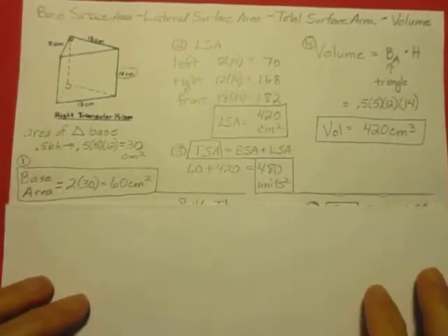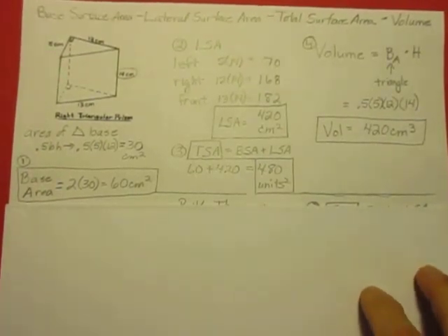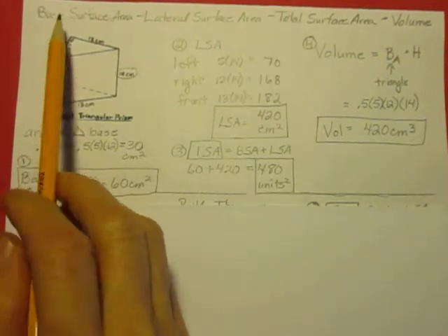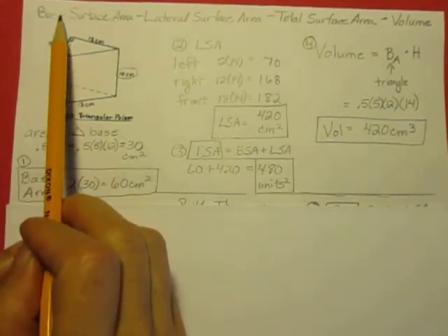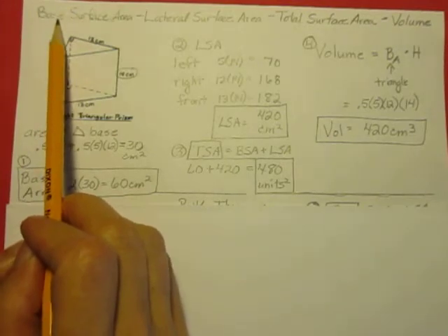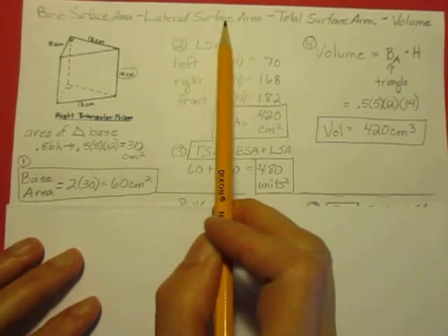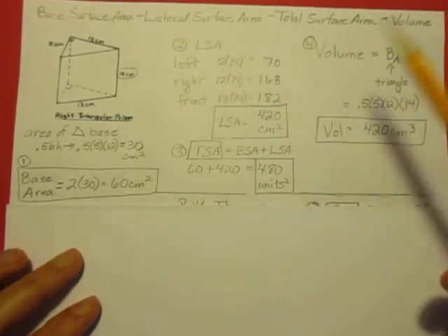Okay, we're going to continue on with the discussion of several different prisms here. I think I left off where I was encouraging you to organize your work. We're going to calculate the base surface area, lateral surface area, and then total surface area with volume.